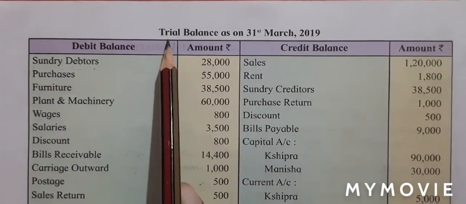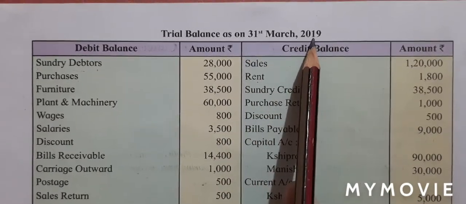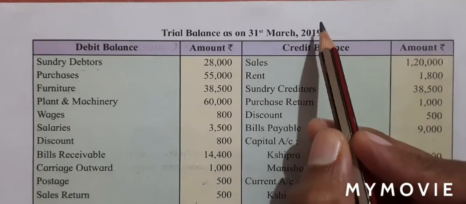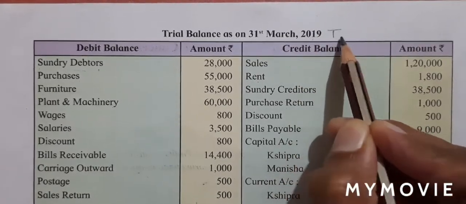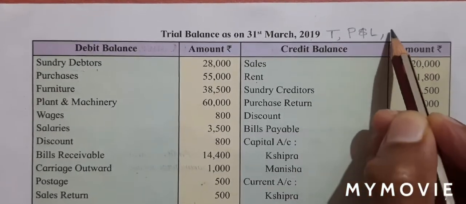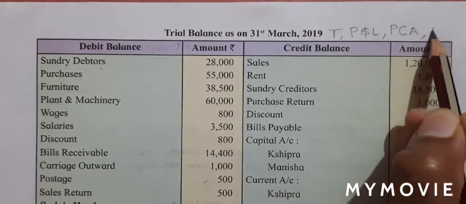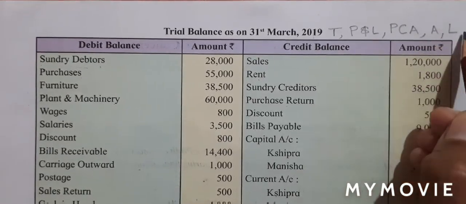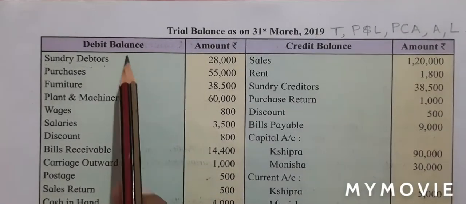Let's begin reading our trial balance as on 31st March 2019. But before that, let us recall these symbols. For trading account, T. For profit and loss account, P and L. For partners capital or current account, PCA. Asset and liability, L. Let's now begin our debit balance.